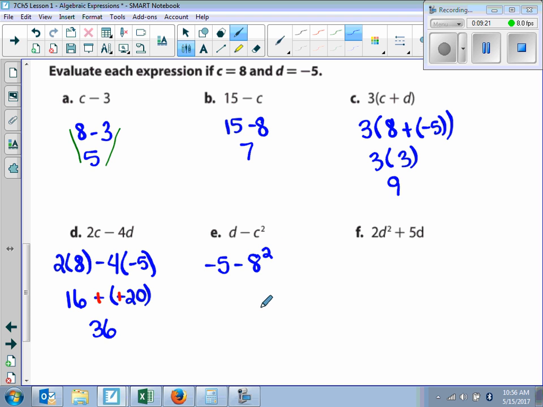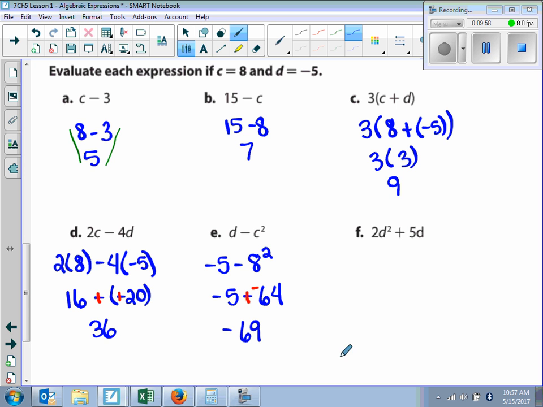So now we simplify using our order of operations. So what comes first? The exponents. So we have negative 5 minus 8 squared, which is 64. And now, because it's subtraction, we're going to do leave it, change it, change it. So negative 5 plus negative 64 is negative 69. Got it? Awesome.